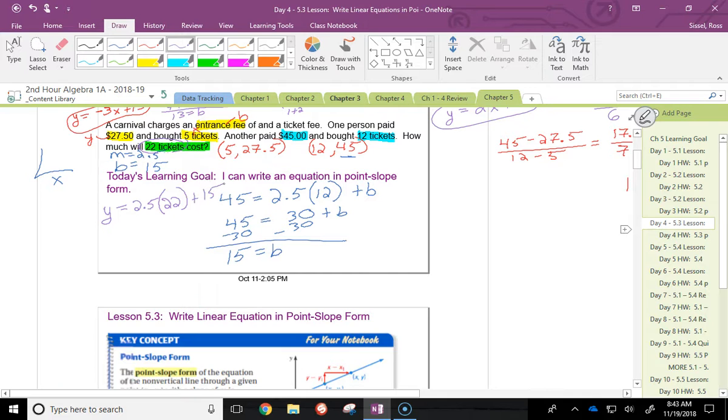So 2.5 times 22 is 55. Good. Did you use that little shortcut method? Yeah. 55 plus 15? 70. So our final answer, 22 tickets, will cost us $70.